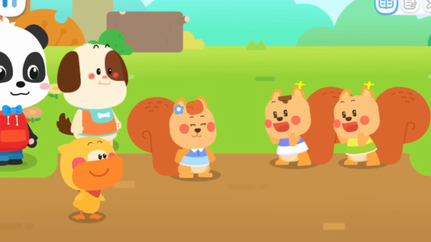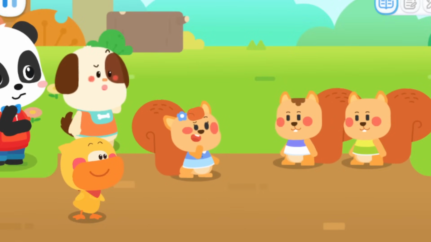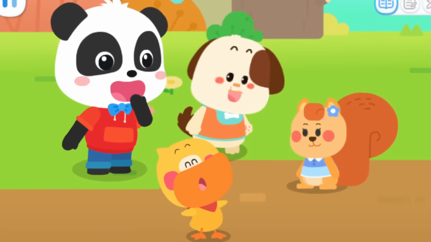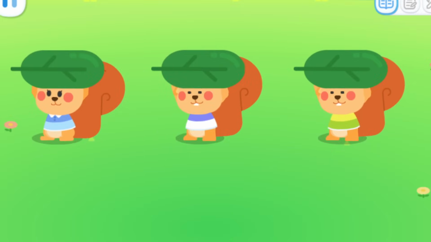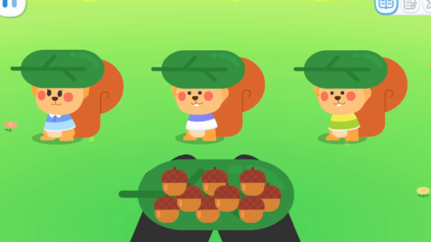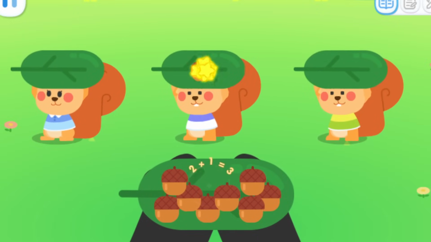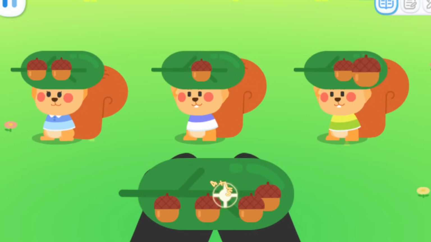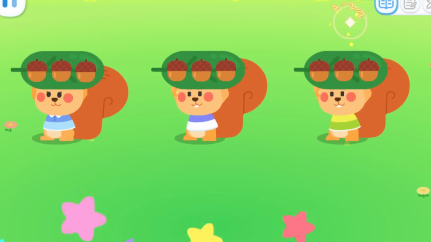Really? Great! Thank you! But how should we divide the acorns? I know! We can divide them equally! Leave it to me! Kids, divide 9 acorns equally among 3 squirrels. When you're done, tap the check mark to confirm.